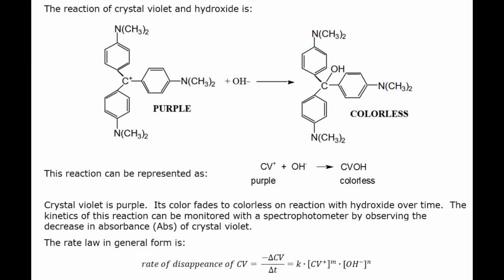In this short video, I'll be explaining the kinetics experiment involving crystal violet and sodium hydroxide. The reaction is shown here. An aqueous solution of crystal violet is dark purple, and sodium hydroxide, of course, is colorless. And they react to produce a colorless complex that's shown on the right side of the equation.